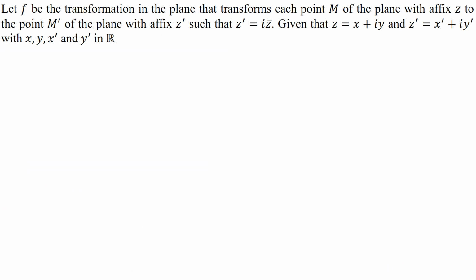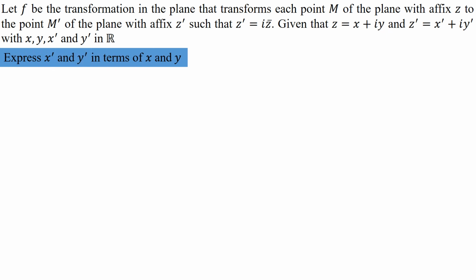Alright, so the next part of the problem reads: let f be a transformation in the plane that transforms each point m of the plane with affix z to the point m prime of the plane with affix z prime, such that z prime is equal to i z bar. Given that z is equal to x plus iy and z prime is equal to x prime plus iy prime, with x prime and y prime real numbers. First question: express x prime in terms of x and y.